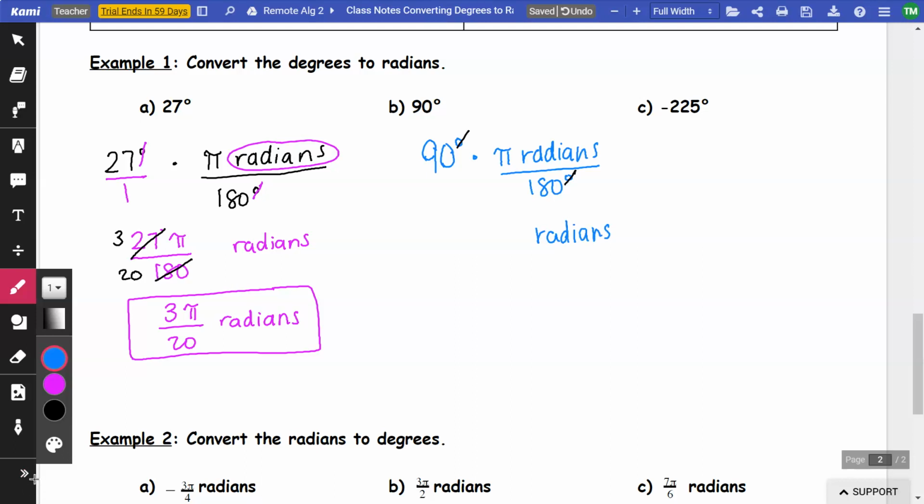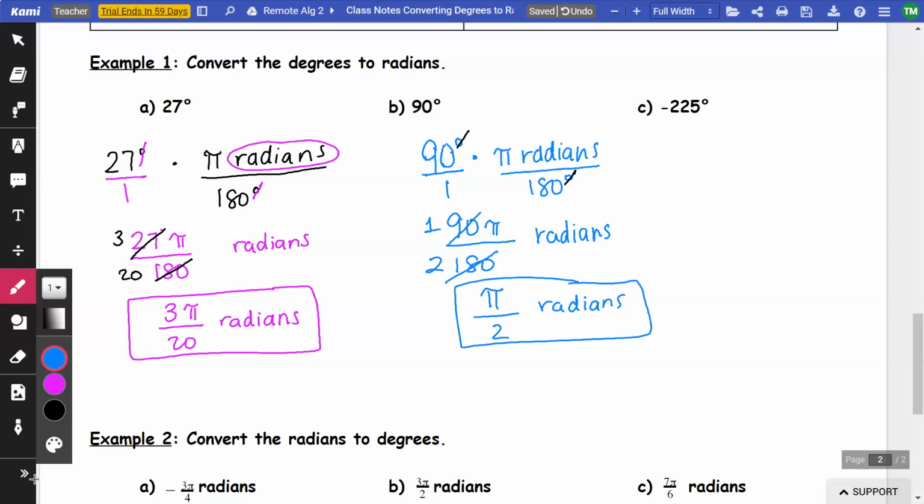I'm going to take 90 times pi over, and then 90 is technically over 1, so 1 times 180. But then we can simplify this fraction. So 90 divided by 90 is 1. 180 divided by 90 is 2. So this simplifies to 1 pi, or just pi over 2 radians. So 90 degrees is the same thing as pi over 2 radians.